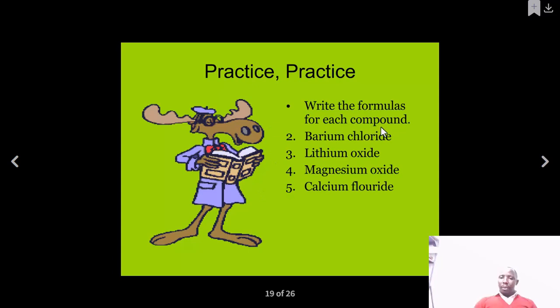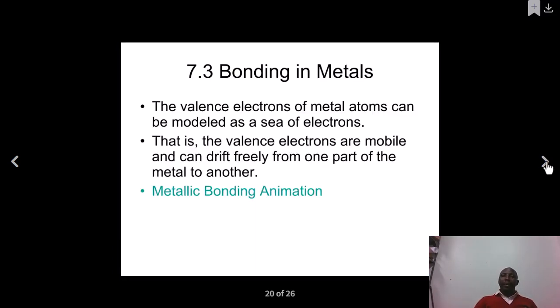So after this, we can see another practice. Write the formula of each of these compounds: barium chloride, lithium oxide, magnesium oxide, and calcium fluoride. You shall write them in your free time. Those show how the atoms are connected together. As for bonding in metals, where metals are bonded together, that is what we call metallic bonding, but I think we shall continue with this chapter next time.